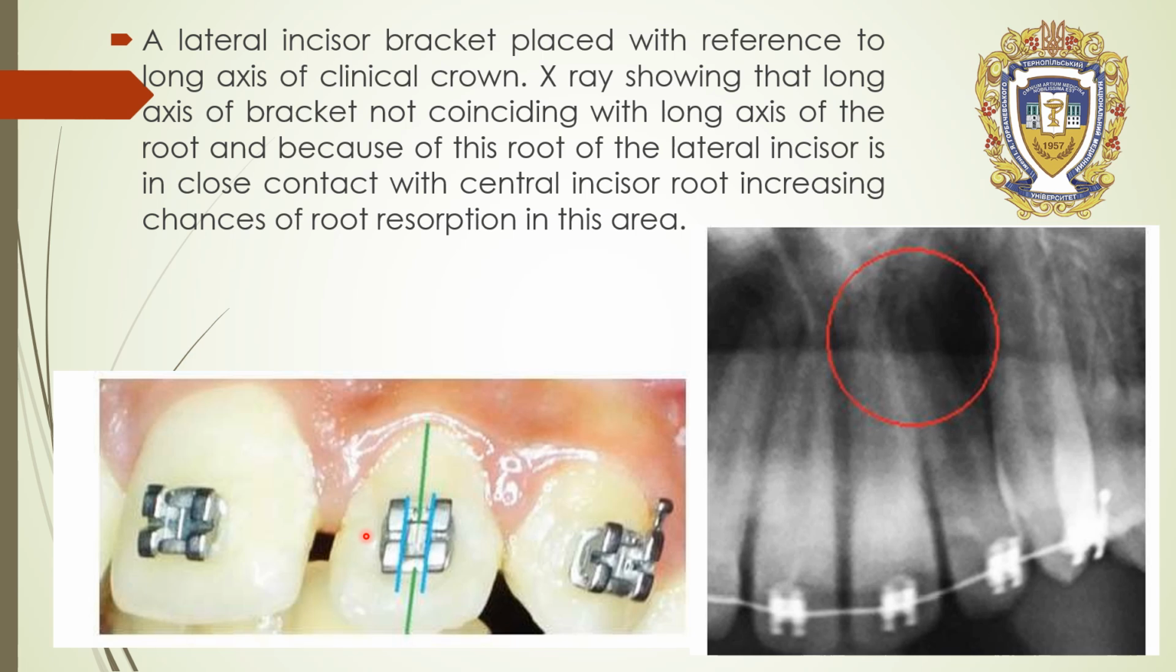A lateral incisor bracket placed with reference to long axis of clinical crown. X-ray showing that long axis of bracket is not coinciding with long axis of the root, like here. And because of this, root of the lateral incisor is in close contact with central incisor root, increasing chances of root resorption in this area.